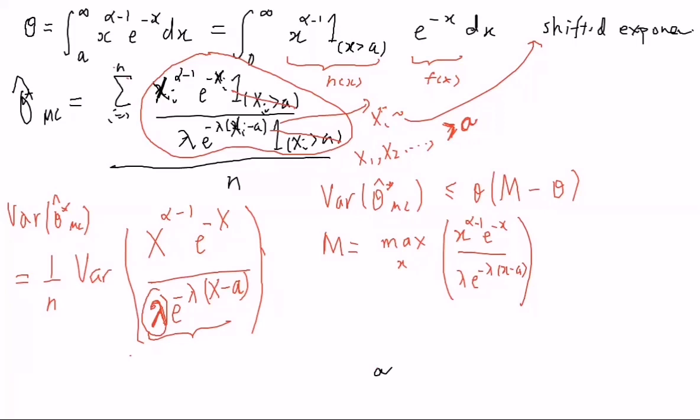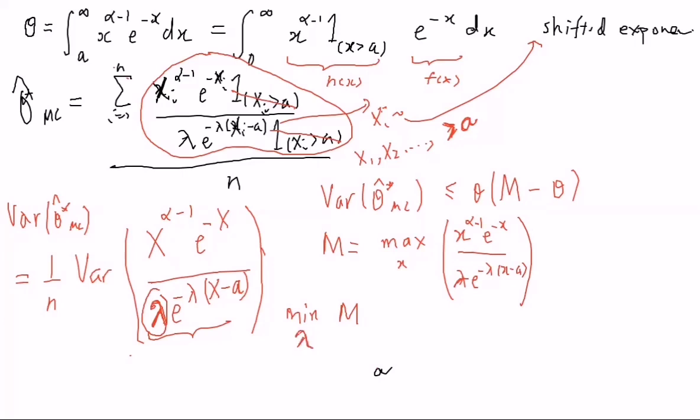So this means we have to minimize m with respect to lambda, so that this thing here is as small as possible. Your m is the max of this, but we have to choose the lambda so that this max is as small as possible. We don't want it to get very large.